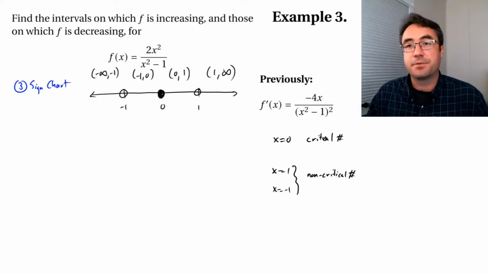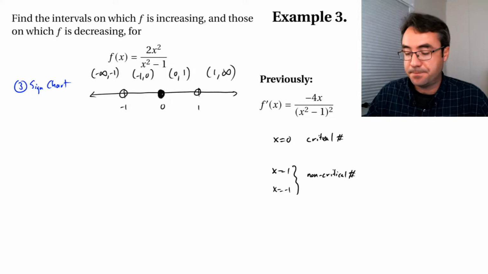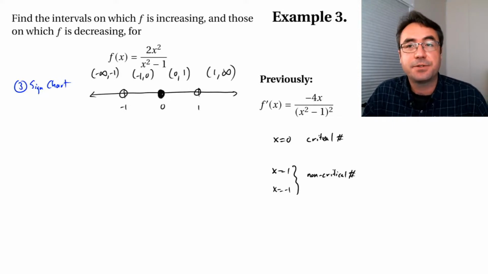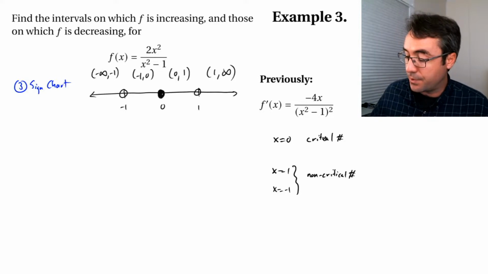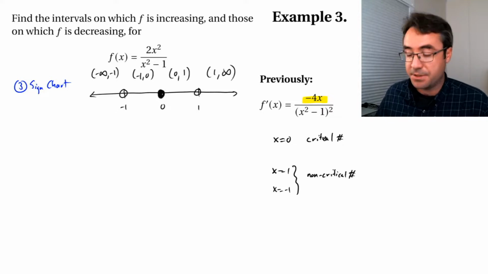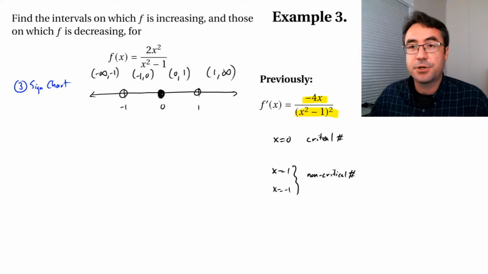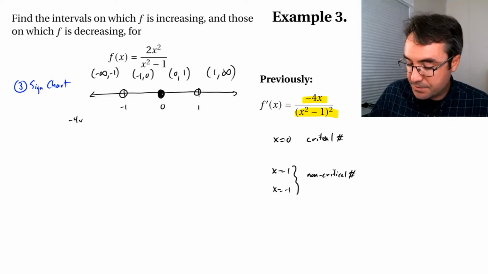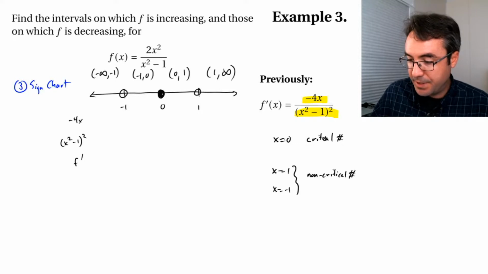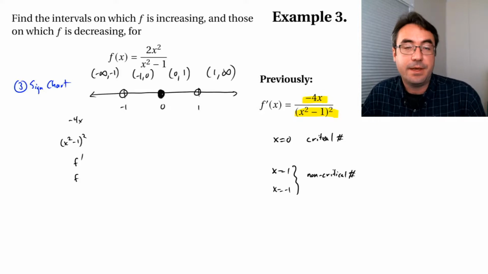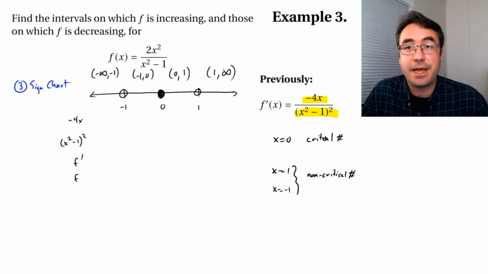Into, in this case, 4 intervals. So we're going to have 4 intervals to check. And what we're going to do is look at each of the factors of our derivative. So our derivative has 2 factors. It has this negative 4x, and then it has this term in the denominator. So let's put down those 2 factors, and we'll see what they tell us about f prime, and then ultimately what they tell us about our original function f.